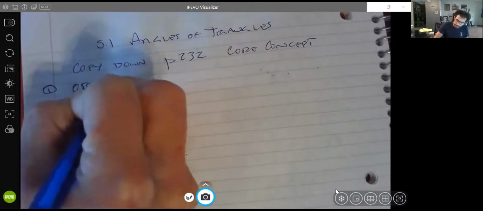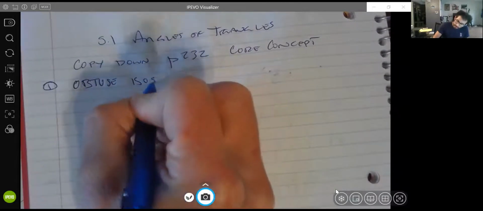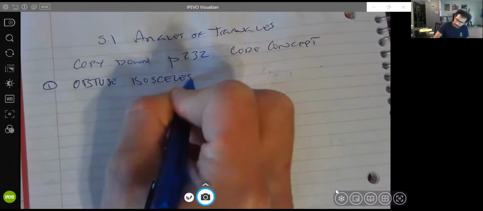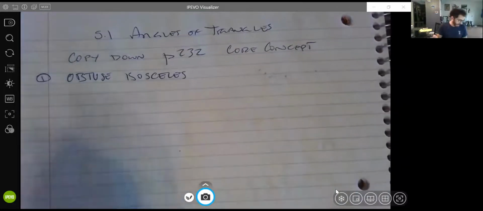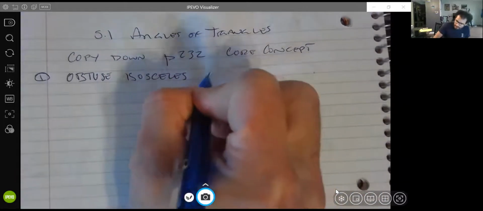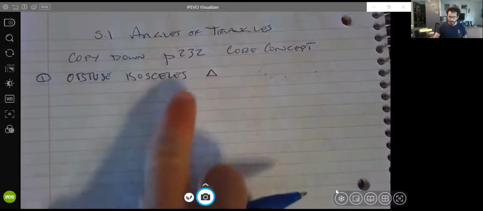If you look at the bottom of page 232, number 1, it says to draw an obtuse isosceles triangle. This is something that I always make sure I spell correctly because it's easy to misspell isosceles. So an obtuse isosceles. Of course, I'm going to write a little triangle symbol instead of the word triangle. So this is not my drawing.